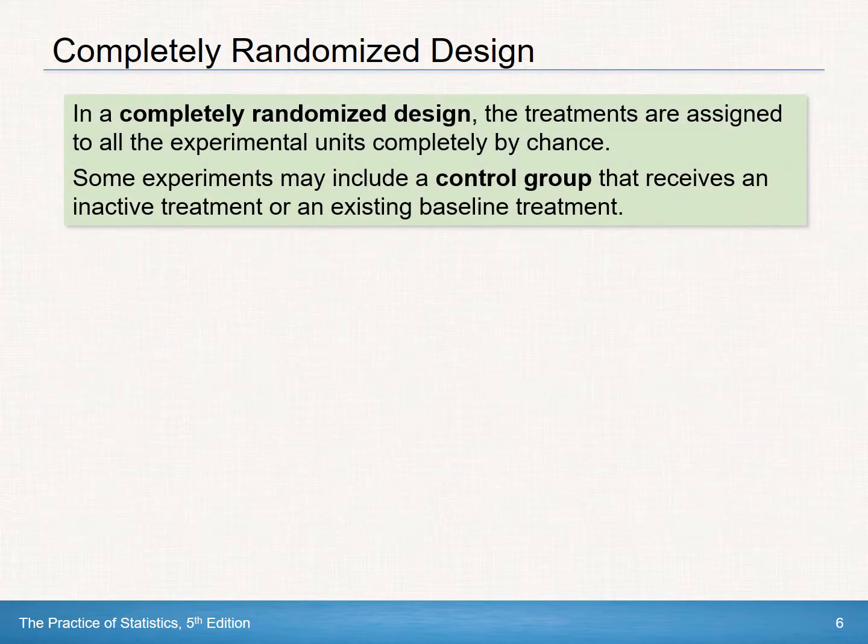In a completely randomized design, the treatments are assigned to all the experimental units completely by chance. Some experiments may include a control group that receives an inactive treatment or an existing baseline treatment, maybe like a placebo if you're talking in the medical world.